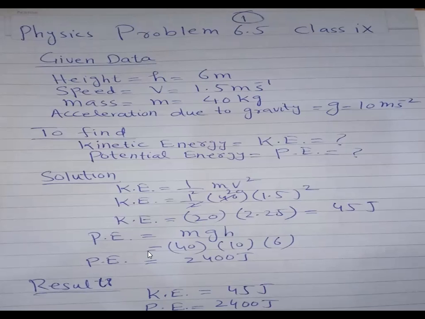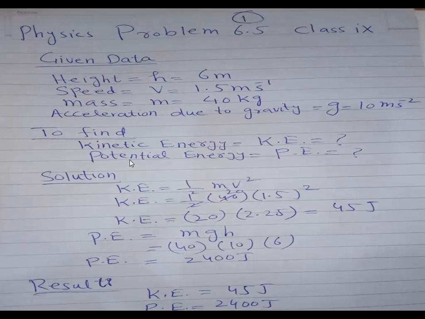Now I'm moving towards potential energy. The formula for potential energy is mgh. Again putting the values, m is 40, the value of g is 10, and height is 6. If you multiply 40 by 10 by 6, you will get 2400 joule. So potential energy will be 2400 joule.